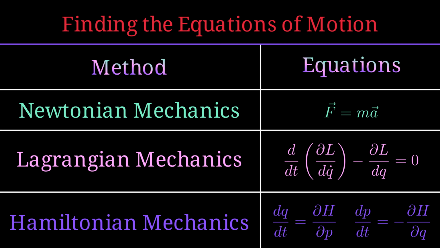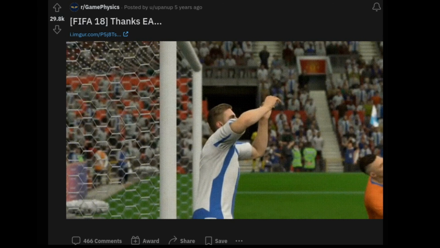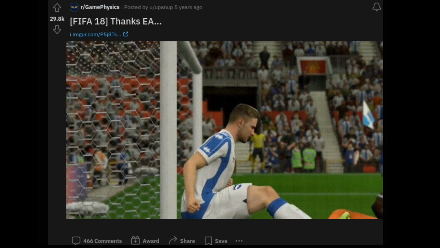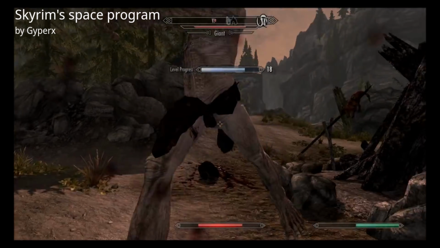In classical mechanics, there are 3 main methods to find these equations of motion: Newtonian Mechanics, Lagrangian Mechanics, and Hamiltonian Mechanics. Most game engines use Newtonian Mechanics because it's the simplest to implement, and game physics doesn't need to be too accurate as long as it's not obviously wrong, or if it becomes part of the charm.